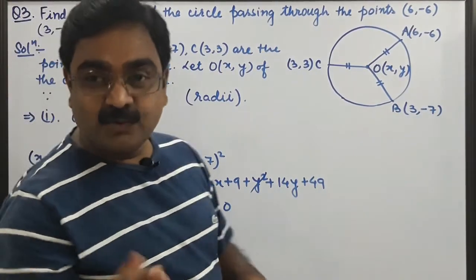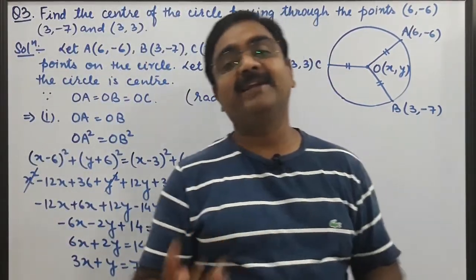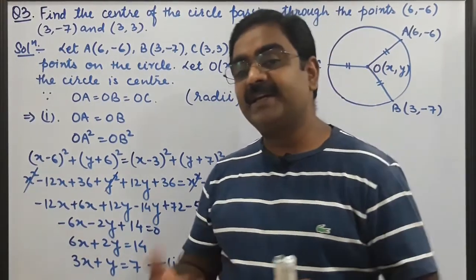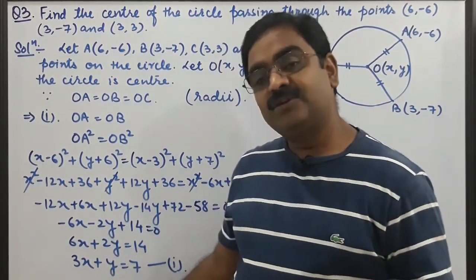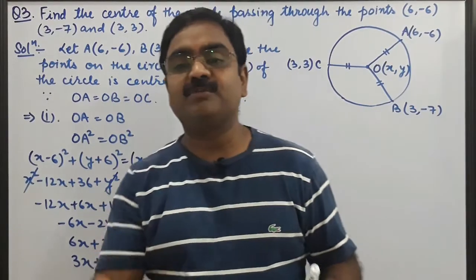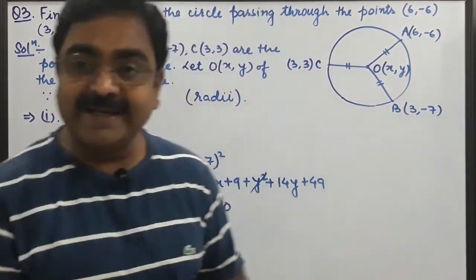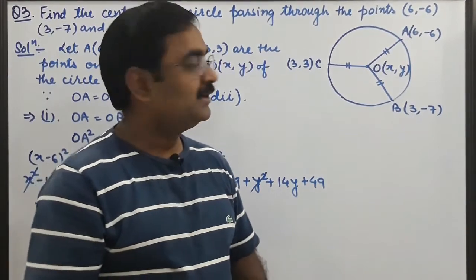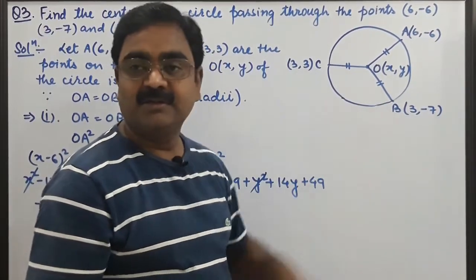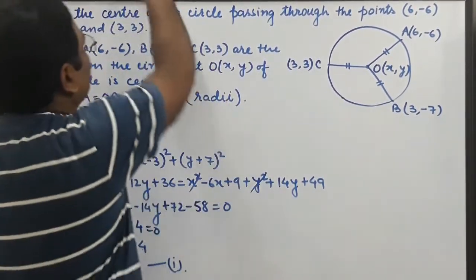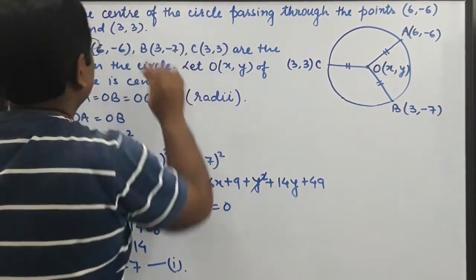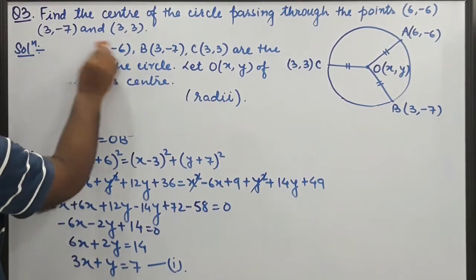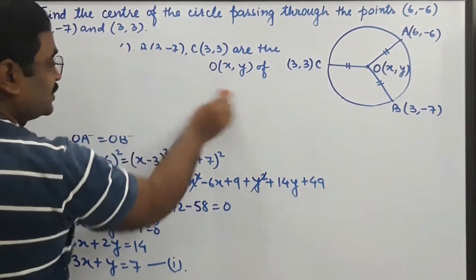Taking this OB equals OC, you will get the second equation with the help of this. After getting the second equation, solve equation number 1 and equation number 2, and you will get the values of x and y, which are the coordinates of the center of this circle. Right? So let us take the second condition, OB equals OC, to get the second equation.